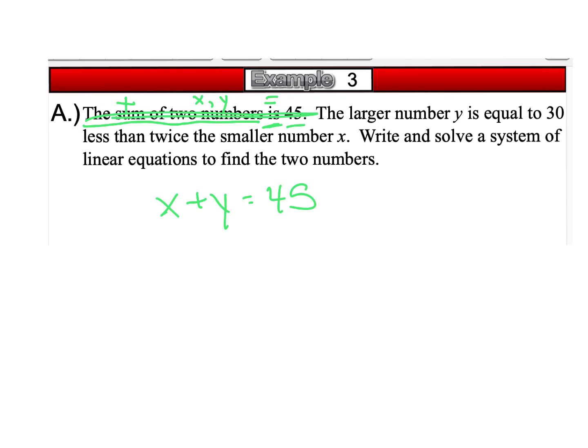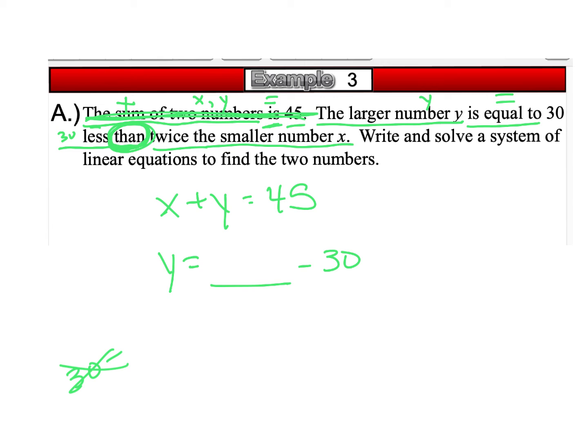Now we're done with that sentence. We can ignore it. Take your time and let's go one phrase at a time. The larger number Y, obviously is Y, is equal to, there's our equal sign, so we have y equals, I'm going to move this 30 over here, 30 less than. Than means we're going to switch it around. So we're not going to do 30 minus, because less means we're going to subtract. We're not doing this. We're doing something minus 30. This than makes it flip around.